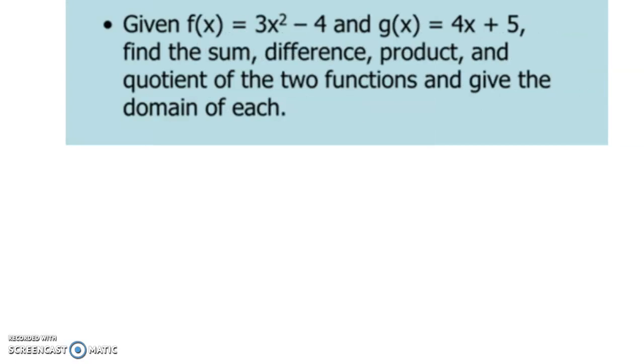So for this example, which is on your page, number 1, given f of x is 3x squared minus 4 and g of x is 4x plus 5, I want the sum, difference, product, and quotient. So I would say go ahead and pause this and try to do this, and then unpause and you can check with what I have.